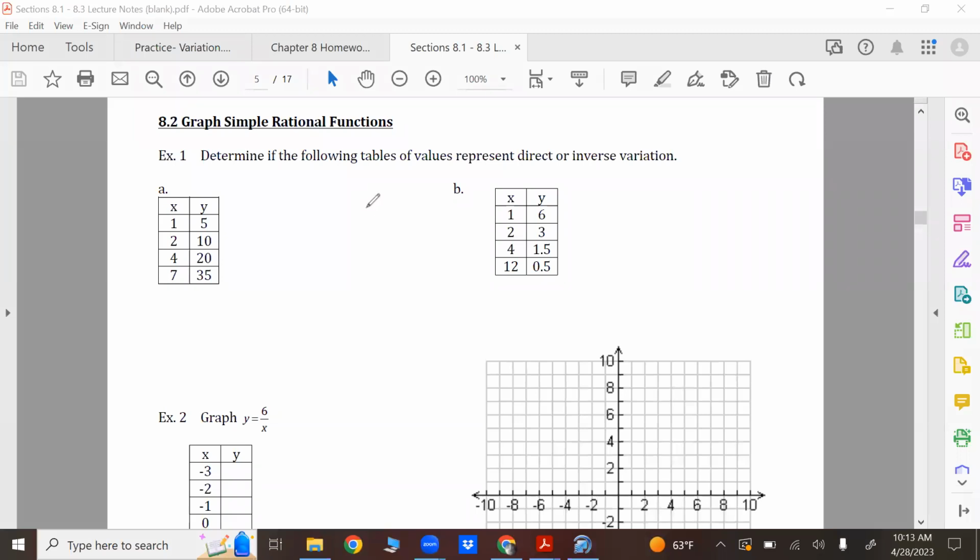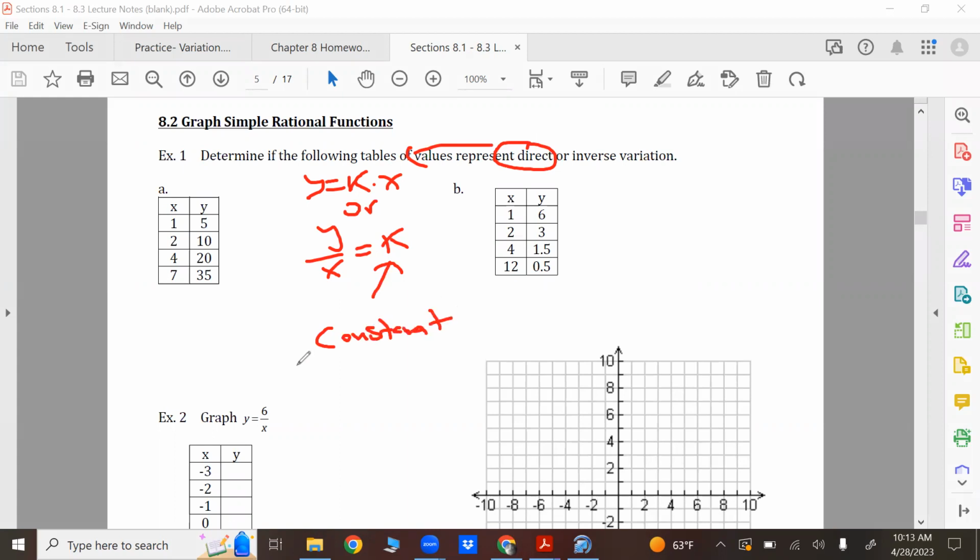But anyway, for now, let's just do a little review. So direct variation, remember what that means, is that y equals k times x, or y over x equals k. Remember, k is a constant. So x and y should have a constant ratio. So if I divide x and y, it should always be the same.